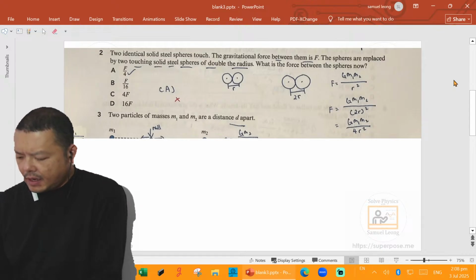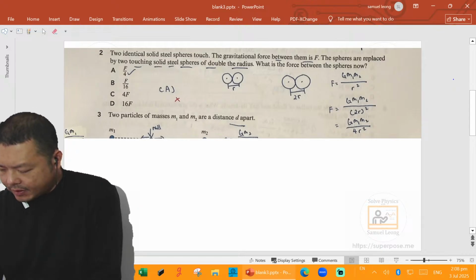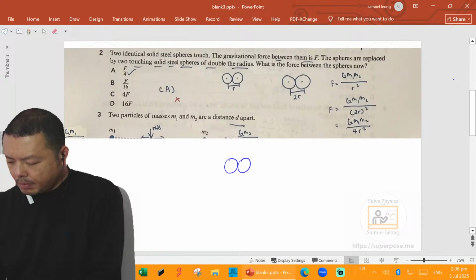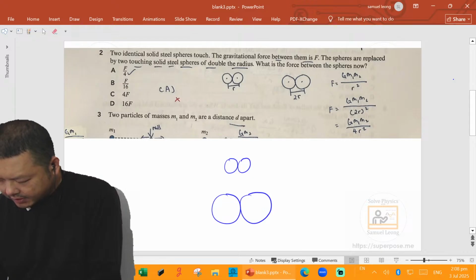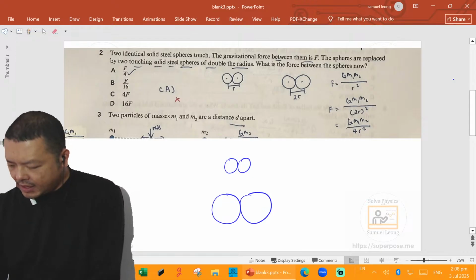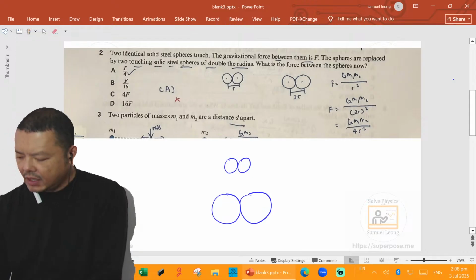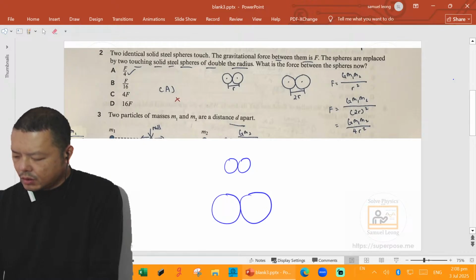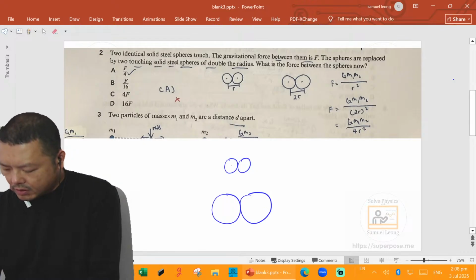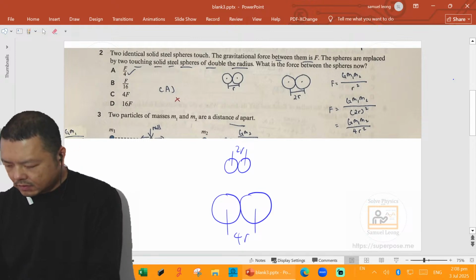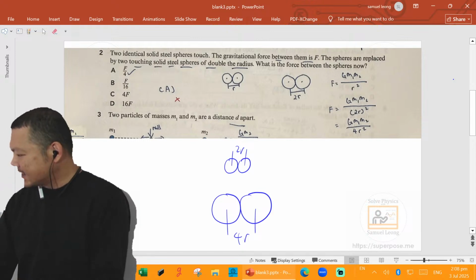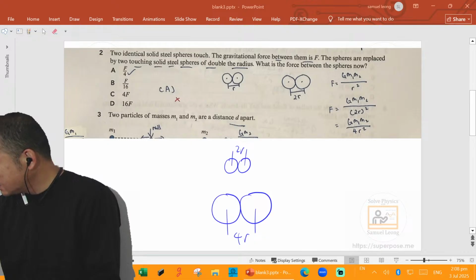Okay. So basically you have two smaller metal spheres, and then later on you have two bigger metal spheres, right? Oh, okay. Technically speaking, this is 2R, and actually this will be like 4R, right? Isn't it? I mean, it doesn't really matter, lah. The ratio is still the same.